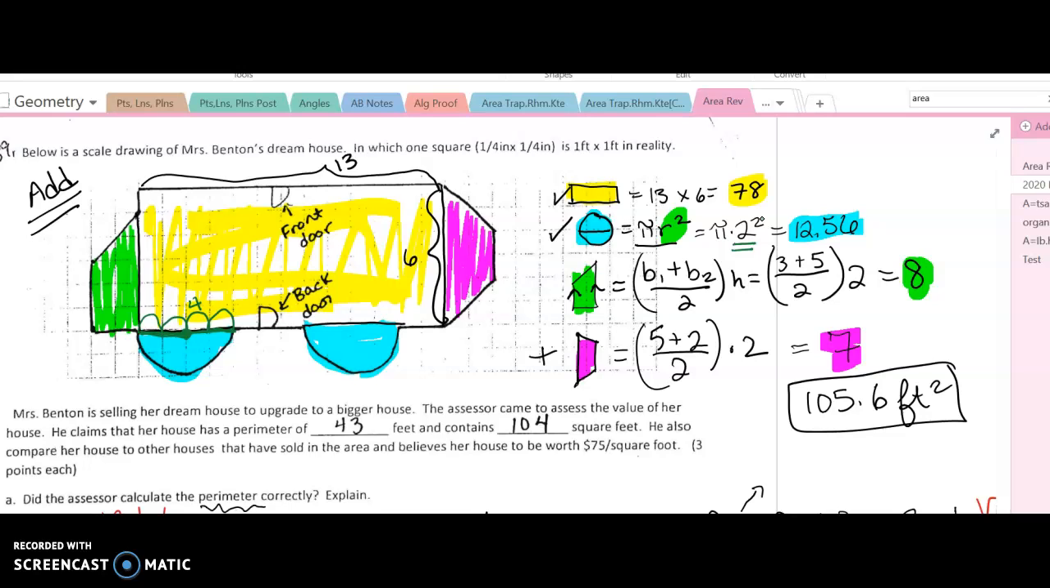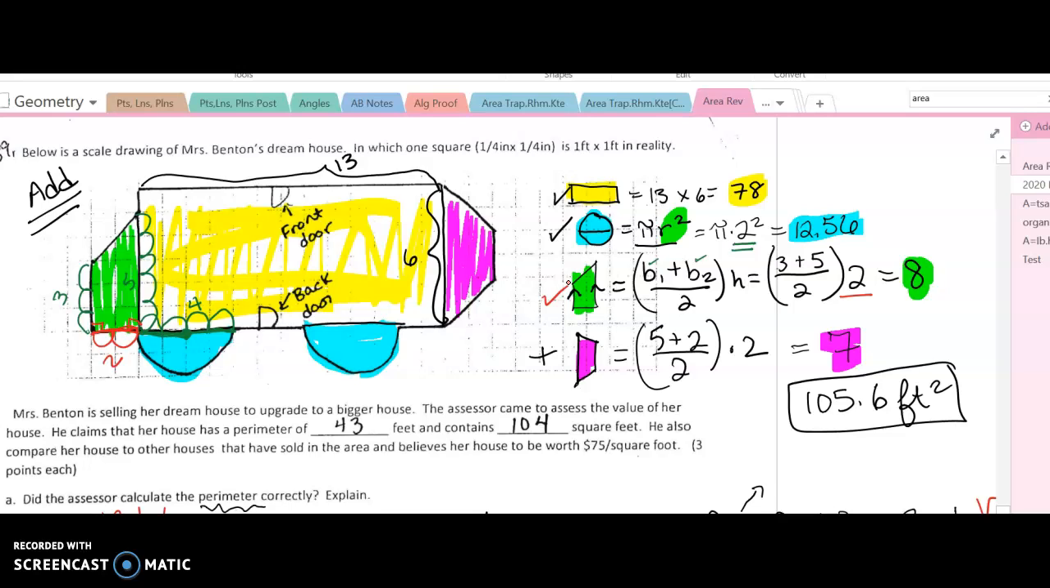Then we did the green trapezoid. The 2 bases, the 2 sides going the same direction, are base 1 and base 2: 3 and 1, 2, 3, 4, 5. So I had 3 plus 5 over 2 because that's the formula, all times the height. The height is the distance between the bases, so the distance between that 3 and that 5 is 2. 3 plus 5 is 8, 8 divided by 2 is 4, 4 times 2 is 8. So that's how I got 8 for the green trapezoid.